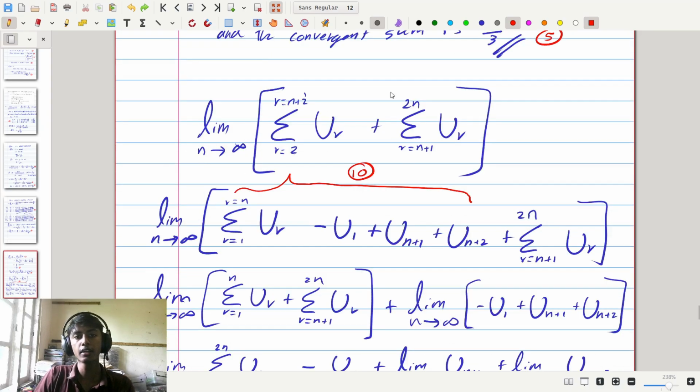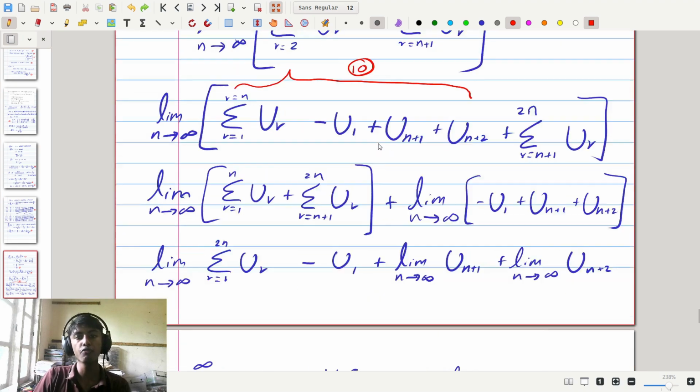Now after that, when you're then given this thing as a challenge and you take this first sum and break it into this sum from r equals 1 up to r equals n of u of r, and these three extra terms of the minus u of 1 and the plus u of n plus 1 and plus u of n plus 2, for breaking these terms like this, you get 10 marks.